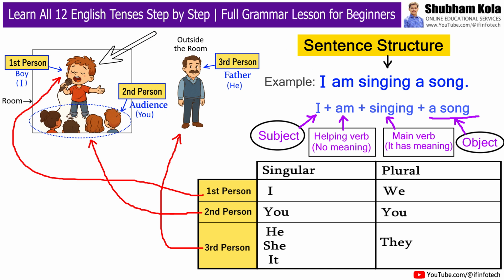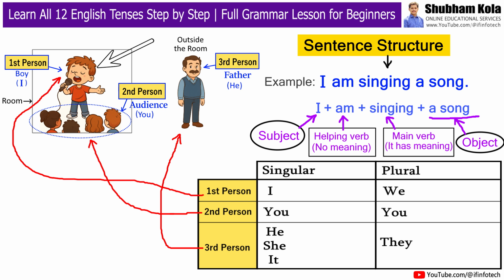Now look at this image on the screen. You will see a small boy with a mic. He is singing. In front of him, an audience is there, and outside the room, there is a man watching. Let's use this image to understand the basic parts of a sentence, especially what we call subject, helping verb, main verb, and object. So here first is the first person, who is doing the action. The boy is singing the song.